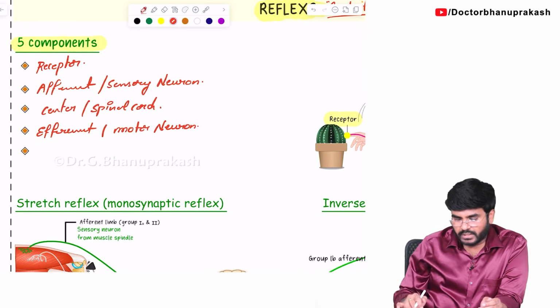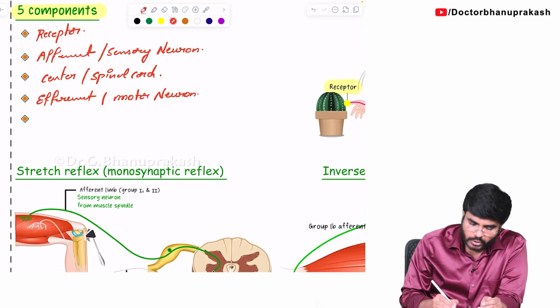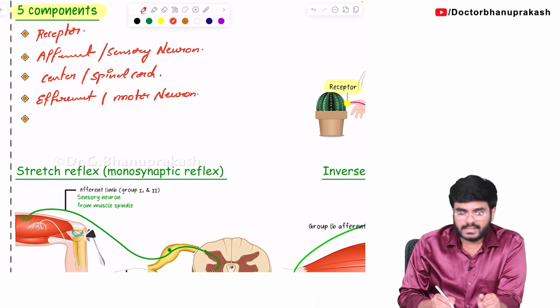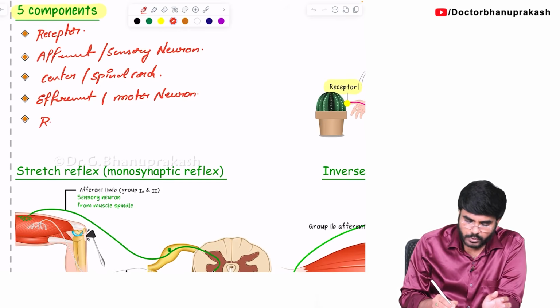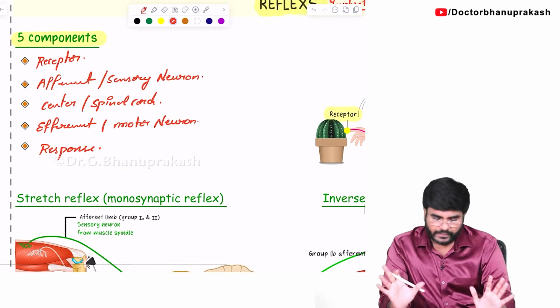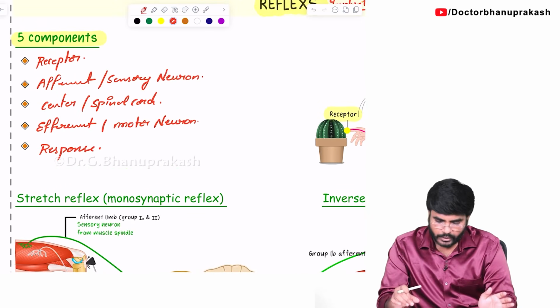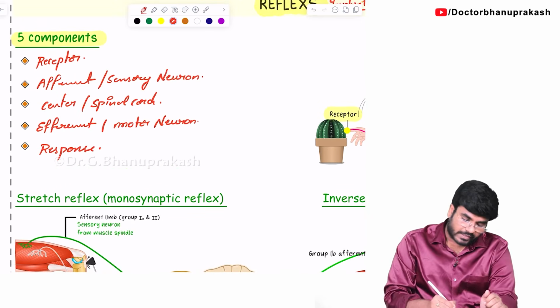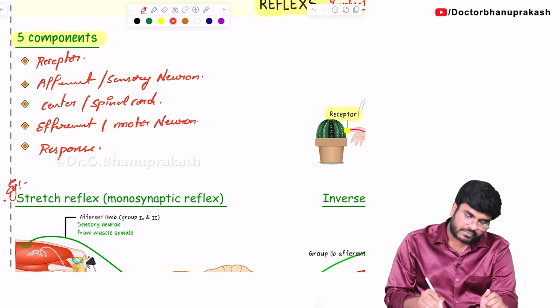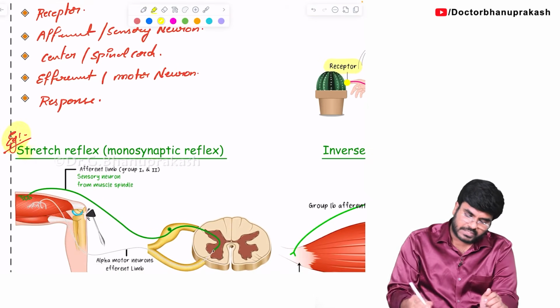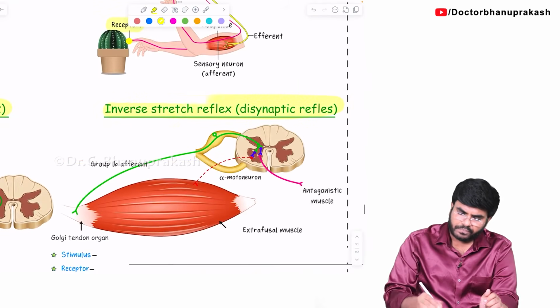The spinal cord gives rise to the efferents or motor neurons, and these motor neurons are going to cause a muscle contraction or relaxation, and that will give the response. So these are the 5 different components of a reflex. Every reflex has these 5 components. Now let's see some examples of reflexes. The 2 important reflexes which I want you to know for your exam are the stretch reflex and the inverse stretch reflex.